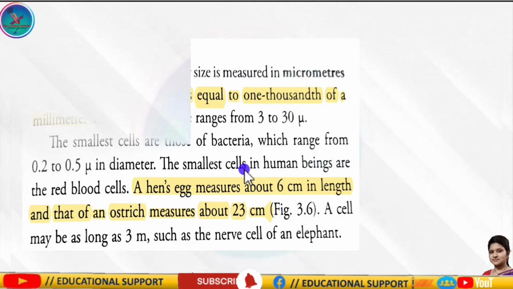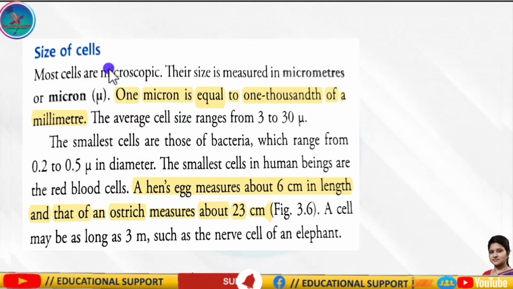So next we discuss the size of cells. Most cells are microscopic, which means their sizes are measured in micrometers or microns. You have to remember that 1 micron is equal to one thousandth of a millimeter. This line is very important for your fill in the blanks or true false questions. The average cell size ranges from 3 to 30 microns, and the smallest cells range from 0.2 to 0.5 micron in diameter.